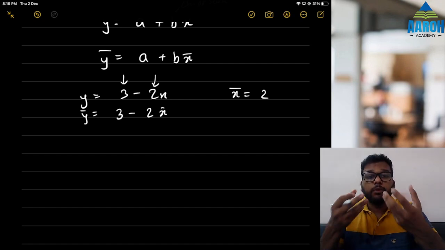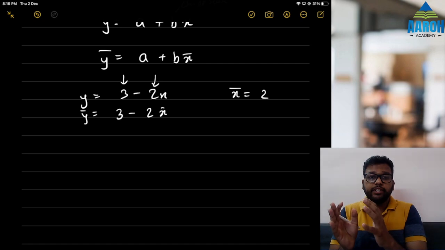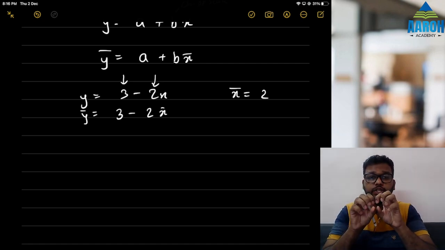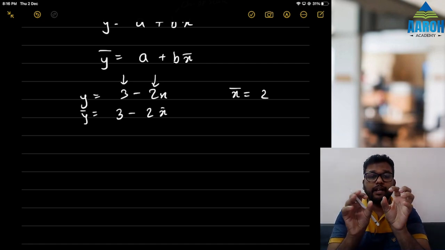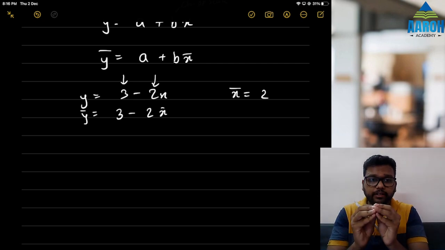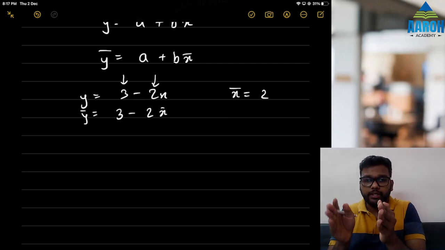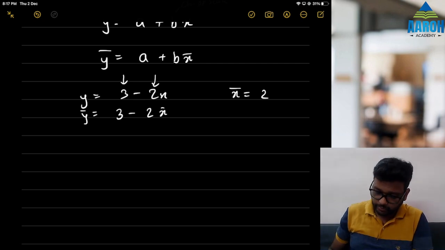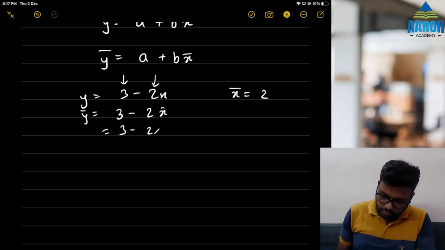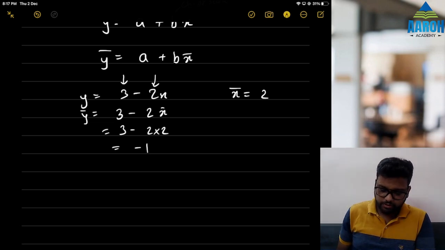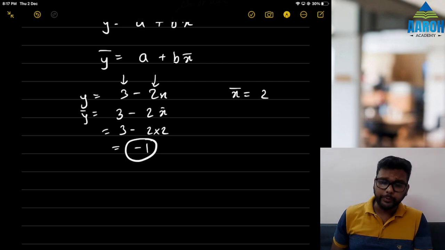Because it is affected by both change of scale and change of origin. Change of scale means multiplication or division. Change of origin means addition or subtraction. Because of change of scale, values get zoomed out or zoomed in, and because of change of origin, values shift from one place to another. So it will be just 3 minus 2 into 2, which is 3 minus 4, so minus 1. Okay, fine.